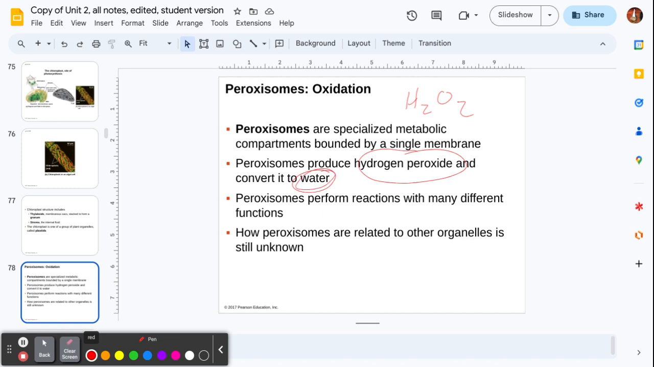The peroxisome's job is to convert the hydrogen peroxide into water so that it's not fatal to us. It's kind of an ongoing research project, and no one really knows exactly how these peroxisomes work and how they are related to other organelles. So you just need to know that they're breaking apart the hydrogen peroxide and converting it into water.